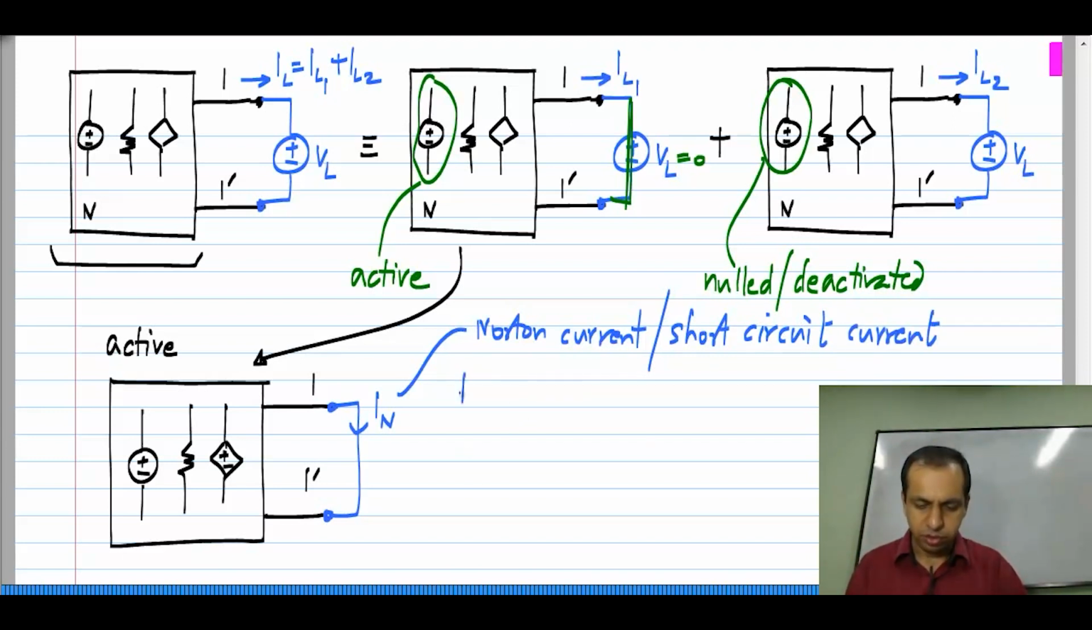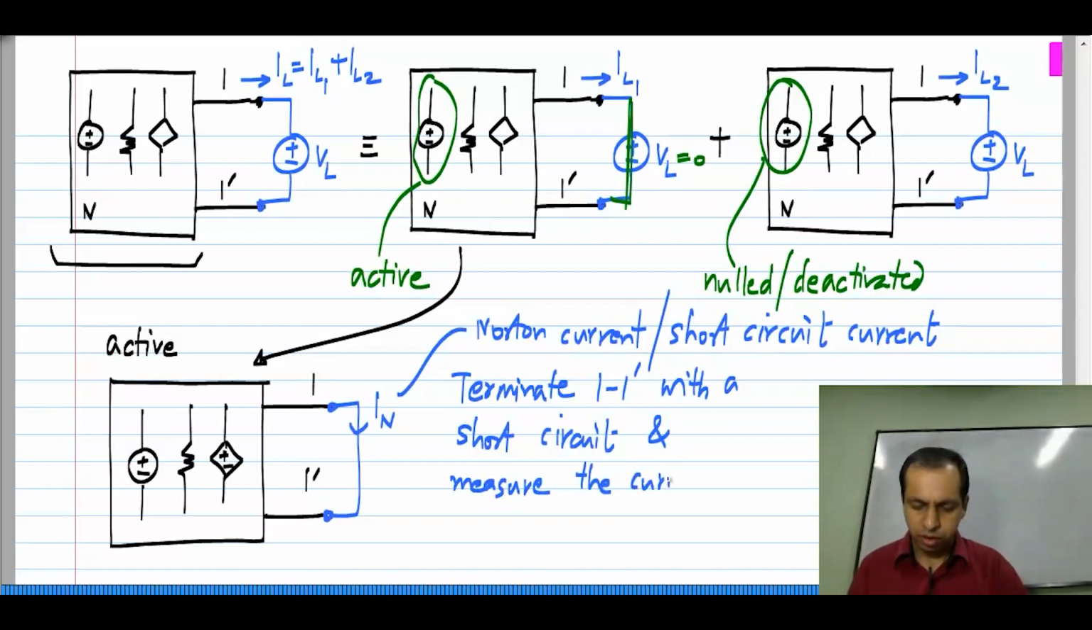So, I terminate 1 prime with a short circuit and measure the current in the short circuit in the right direction, going from 1 to 1 prime. That gives me the short circuit current or the Norton current.